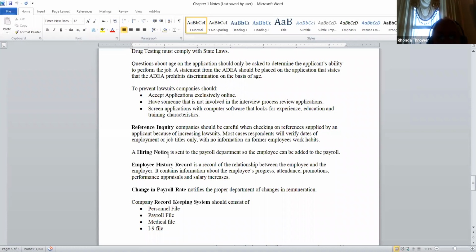A hiring notice is a form that is sent to the payroll department so that the employee can be added to the payroll.